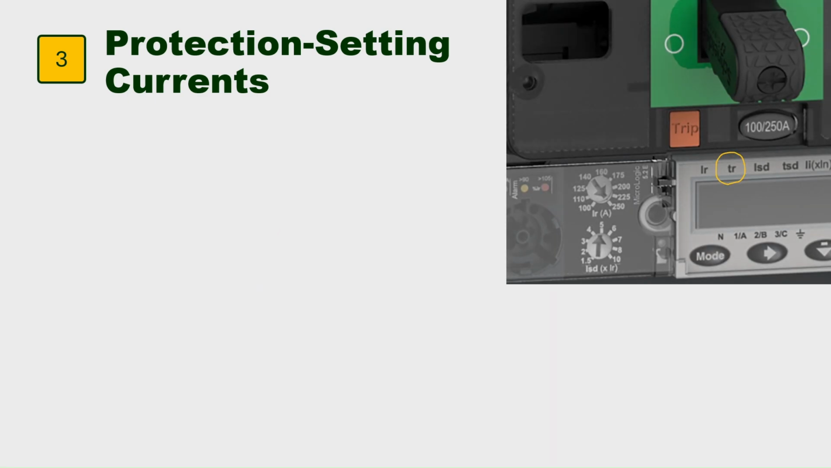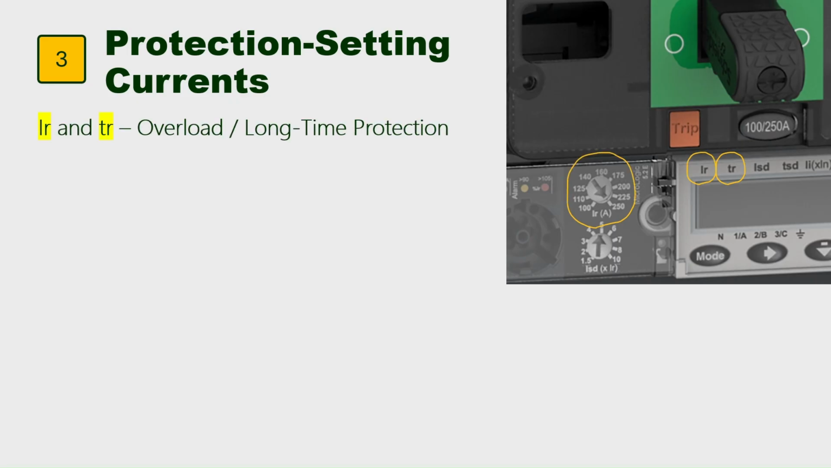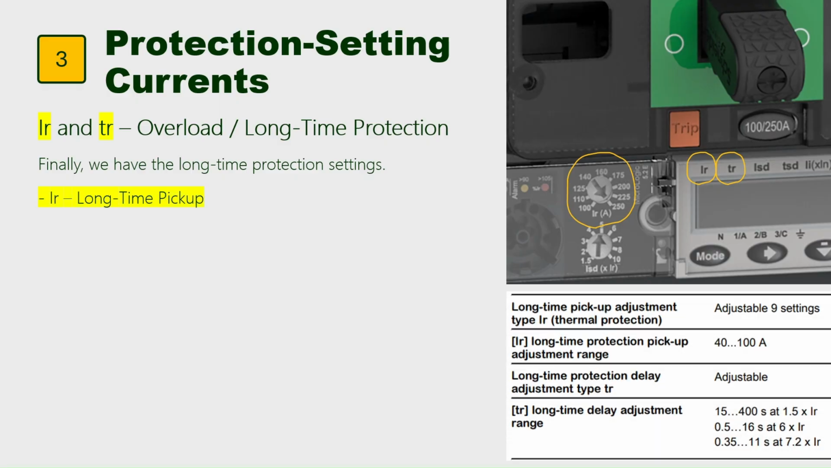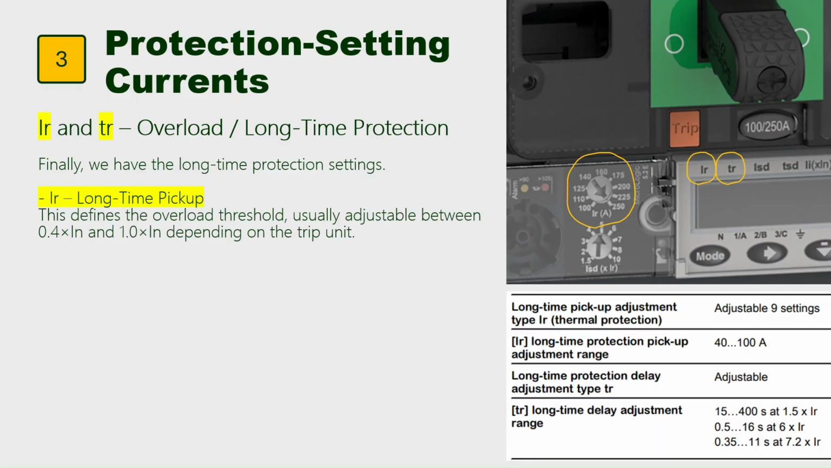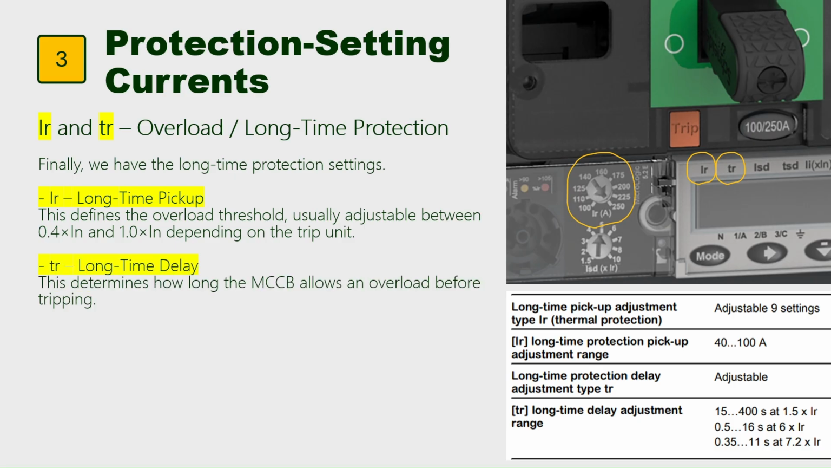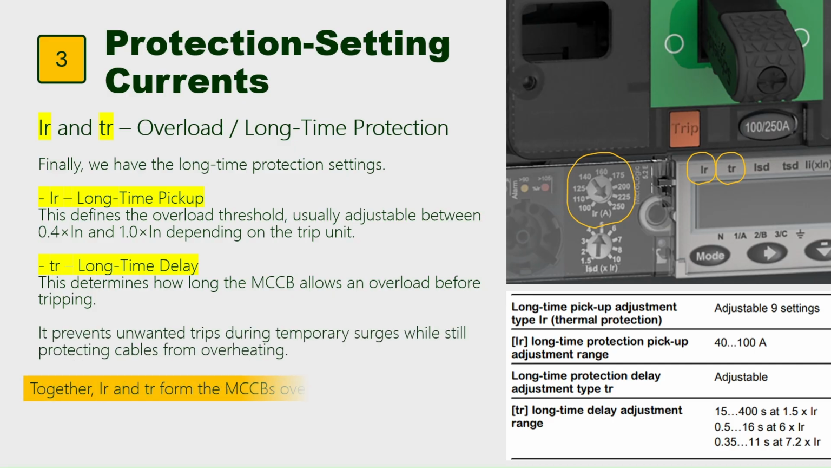Finally, we have the long-time protection settings. IR, long-time pickup. This defines the overload threshold, usually adjustable between 0.4 times IN and 1 times IN, depending on the trip unit. TR, long-time delay. This determines how long the MCCB allows an overload before tripping. It prevents unwanted trips during temporary surges while still protecting cables from overheating. Together, IR and TR form the MCCB's overload protection system.